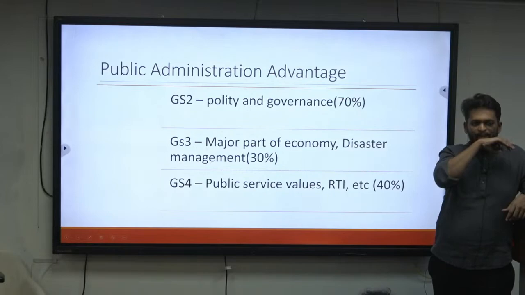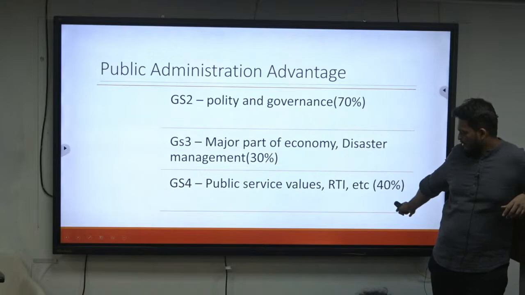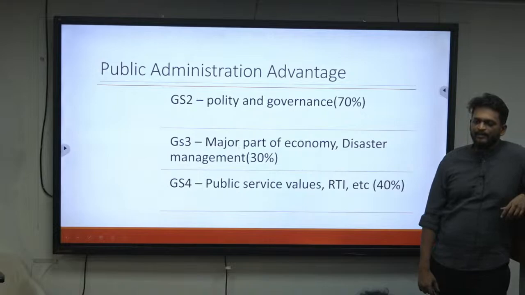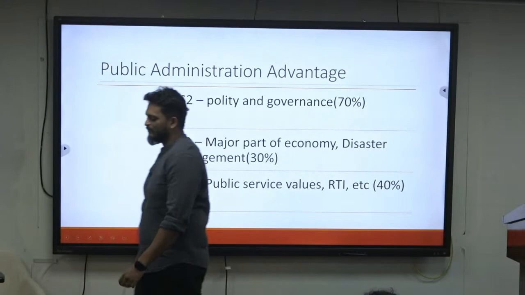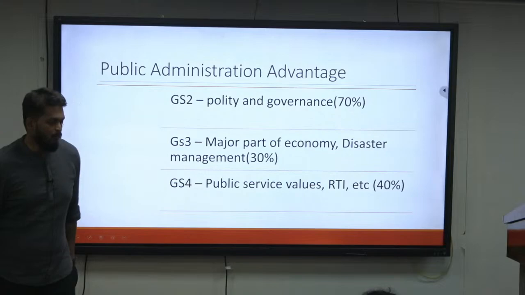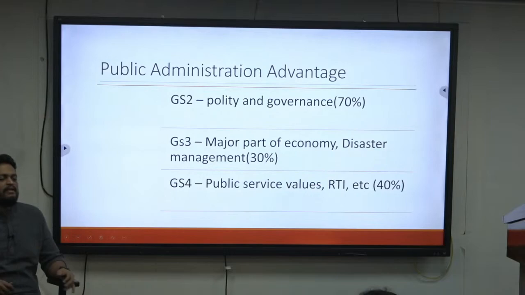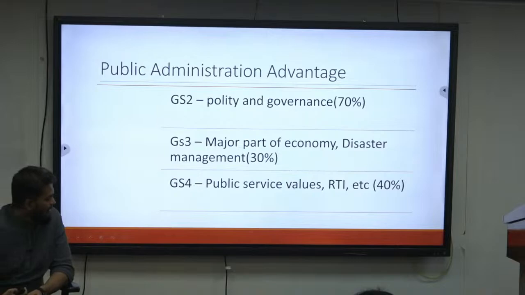Then GS4, which is Ethics, Integrity and Aptitude. Usually the GS4 ethics paper is actually comprised of 3 different subjects. One is public administration. Second is psychology. Attitude, motivation and these types of aspects are from psychology. And the third is philosophy. Public administration has been given slightly more weightage, so 40%. The other 2, philosophy and psychology, are 30% each.